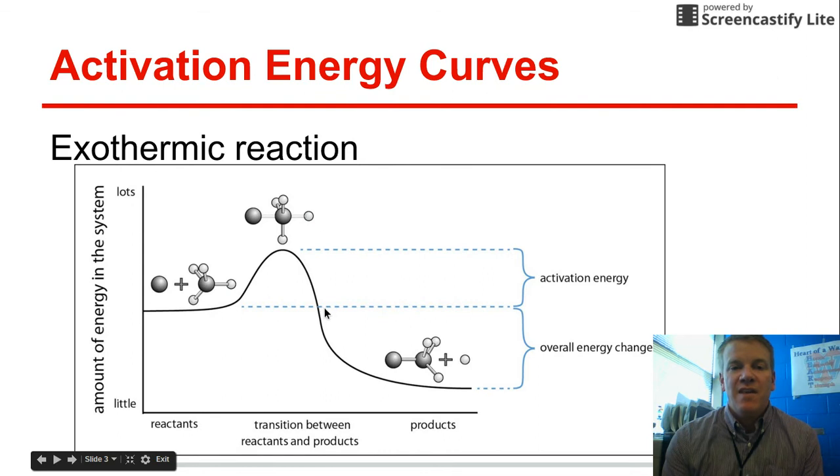And so because of that, this overall energy change from here to here, the difference between where my reactants started and where my products end up, this is how much energy is getting released by the reaction, right? So I have to put a little bit in, but I get a lot out. And the difference between those two is my overall energy change. And so here, the bond energy here is less than the bond energy here. So we get out more than we put in. Exothermic feels warm, energy released.